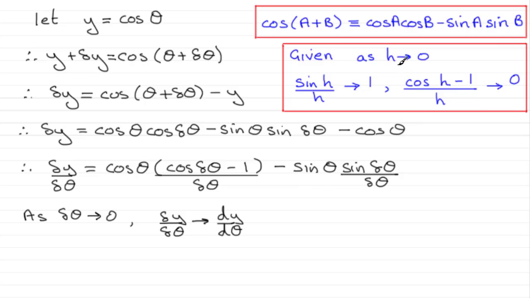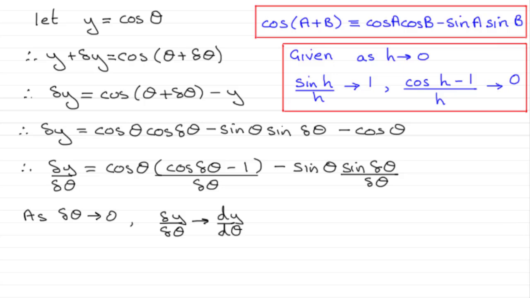And this has got as h tends to 0. Well, I'm going to replace the h by delta theta. And as I say, we should be familiar with these results. If not, we'll just assume that they're correct. And so that would lead to sine of delta theta over delta theta tending to 1. So this term here would tend to 1, and the cosine of delta theta minus 1 over delta theta would tend to 0. That's that part there.